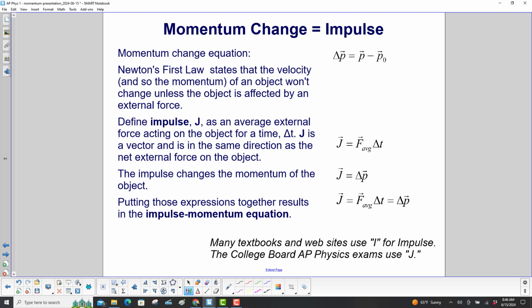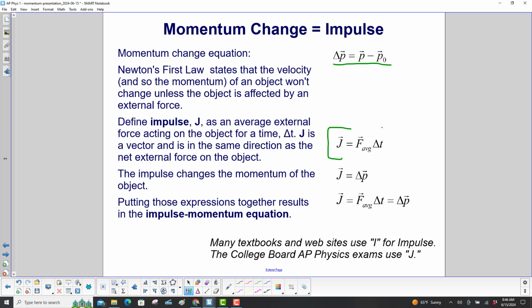We'll start with the momentum change equation, and then Newton's first law states that the velocity and so the momentum of an object won't change unless the object is affected by an external force. We will define impulse, or J, as an average external force acting on the object for a time delta t. J is a vector and is in the same direction as the net external force on the object. The impulse changes the momentum of the object.